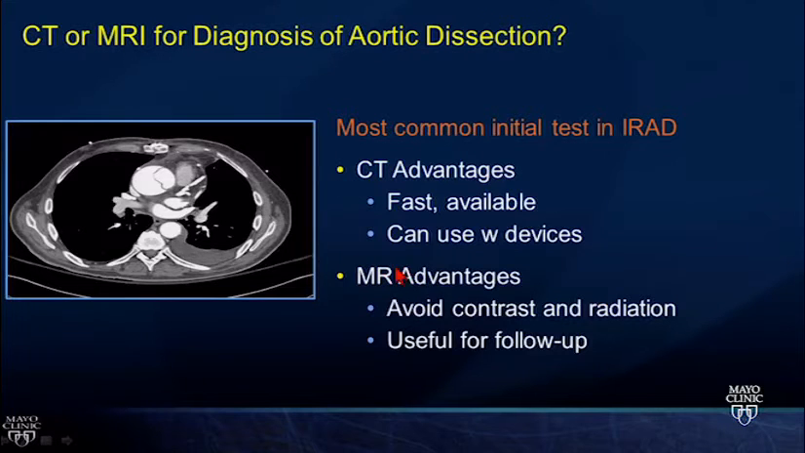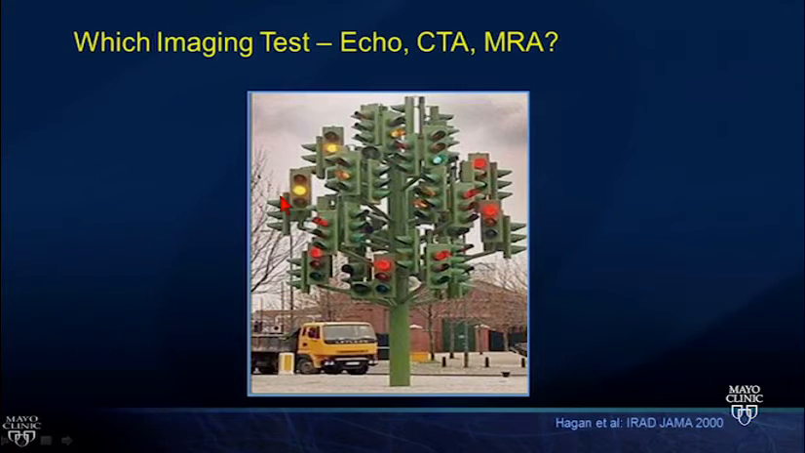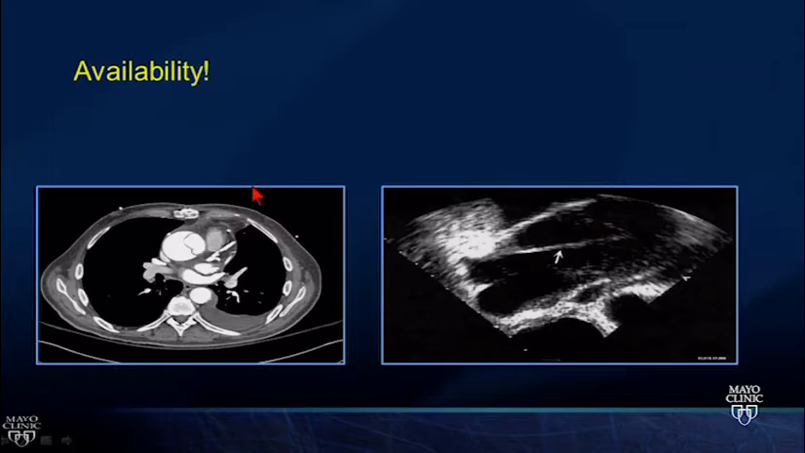MR is not usually used for the initial diagnosis, but it is very helpful for follow-up. It can be a little confusing which test you are going to choose, and basically it's whichever one you have at hand. So if you have echo right there, then use echo. If you have CTA, then use CTA.